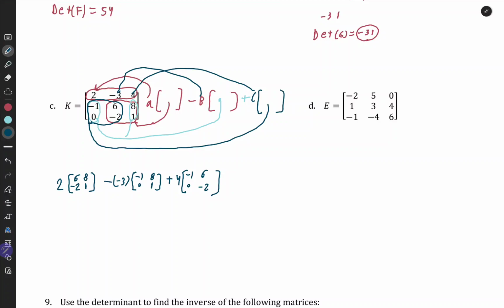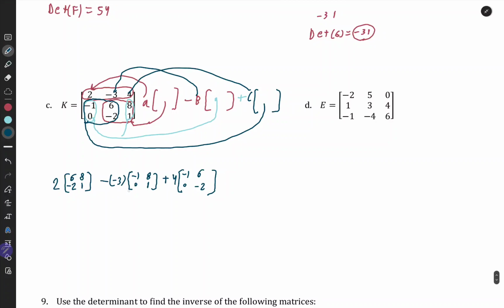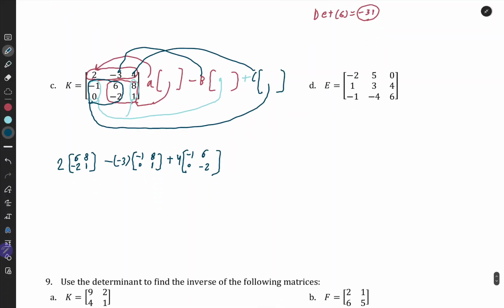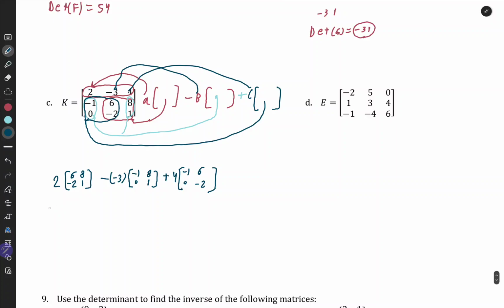Now all of that, you're going to have to solve. Basically, you have to find the determinant of each of these now. I know it's kind of annoying, but it's got to be done. So let's get started. So 2, and then you have 6 minus 16.